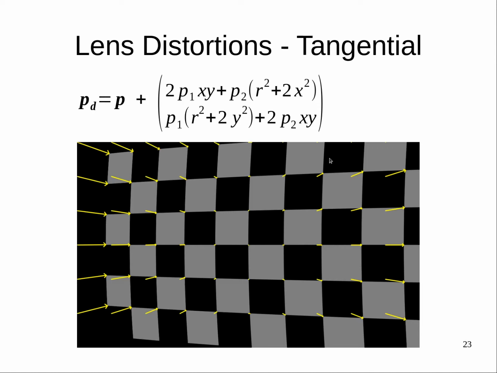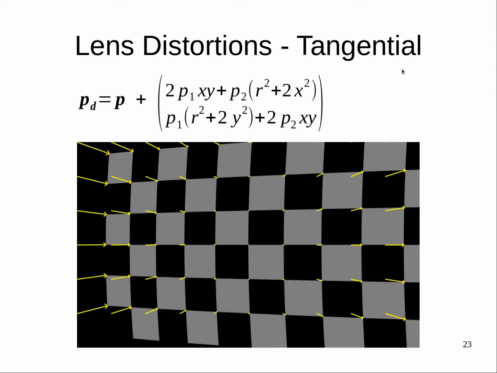This distortion is modeled by the coefficients p1 and p2. x and y are the 2D pixel coordinates of the point P, and we also have the radius in here. So this time this is not a Taylor approximation, but an analytically derived tilting of the image plane.